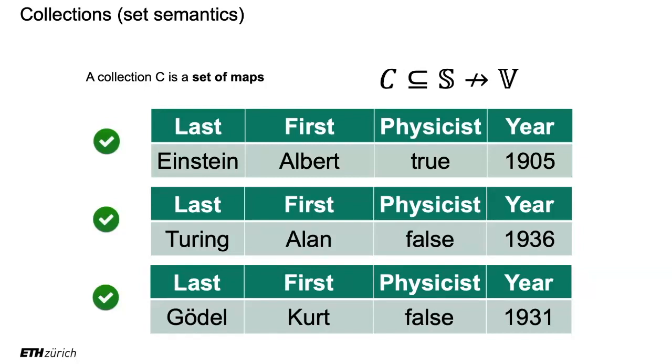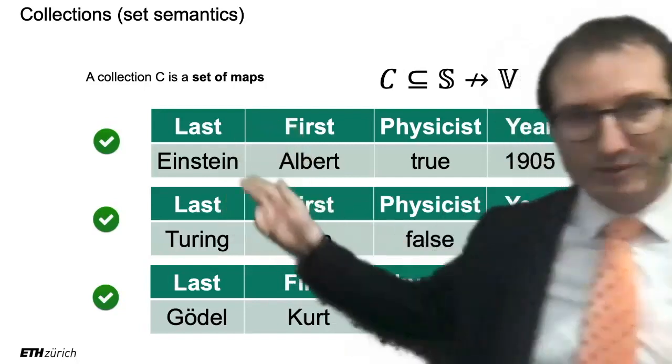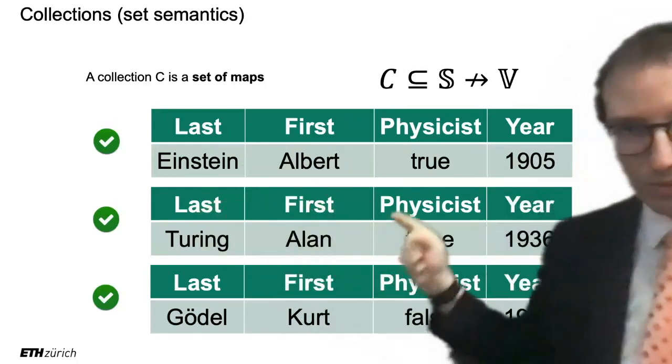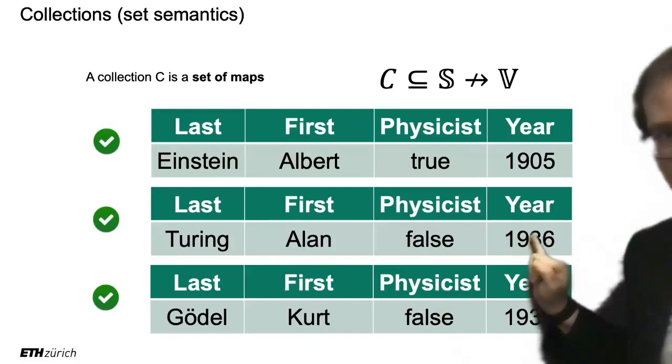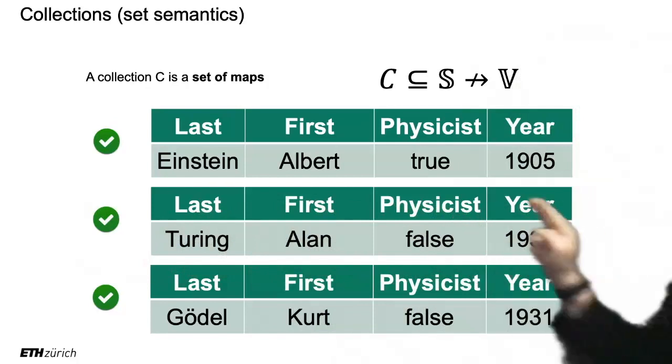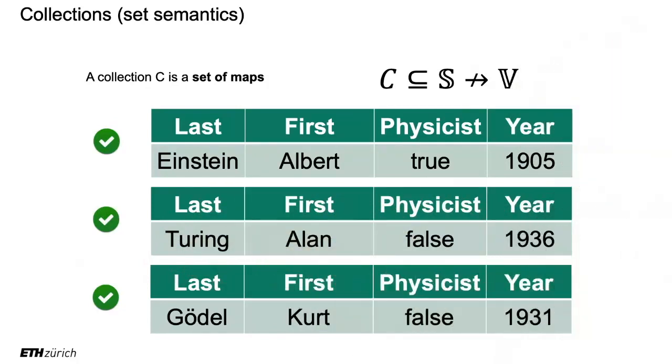So you see these are maps from strings to values. And in that case, we have 3 maps, 3 records, right? So we have here a collection that is a set of maps, a set of records, right? 1, 2, 3. And again, here I map last to Turing, first to Alan, physicist to False, year to 1936. All the other strings in that map are not mapped to anything. Only these 4 strings are mapped. For whom is that clear? For whom is that not clear? Okay, so it's a set of records, and mathematically, the records are just maps or partial functions.